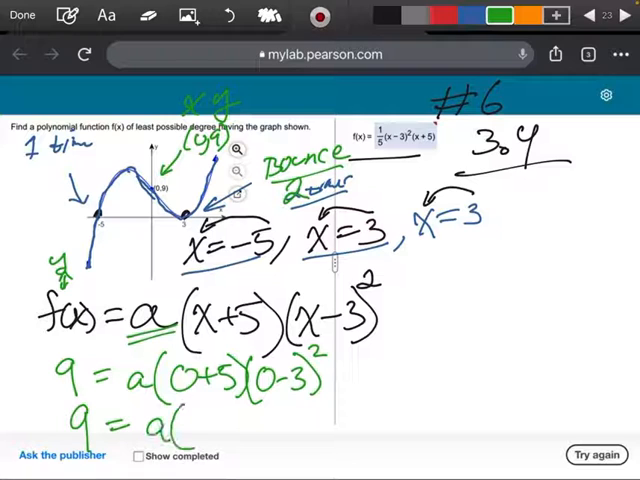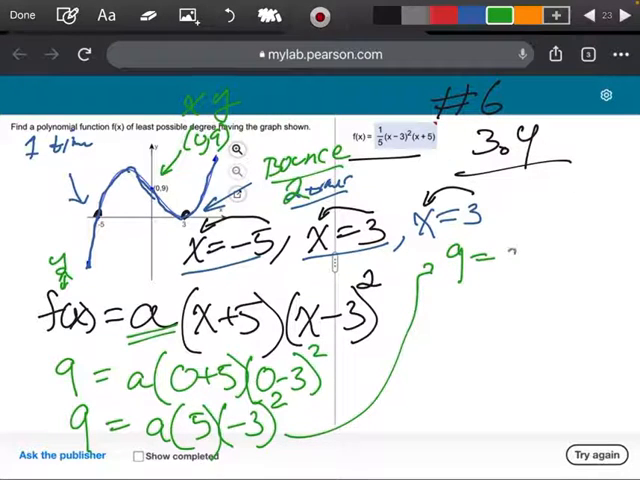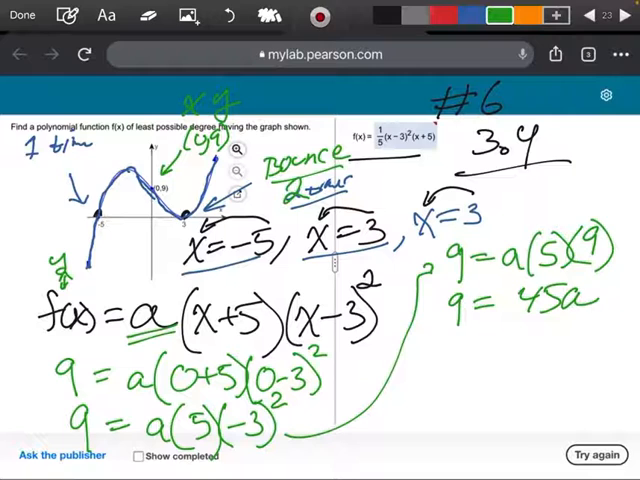So let's see, 0 plus 5 is 5. 0 minus 3 is a -3, but that's being squared. So we now have 9 equals a times 5. -3 squared is 9. Let's see, 9 equals, when I multiply these together, that gives me a 45 with an a. And then we can divide everything by 45 here. And this fraction will reduce to a 1 over 5.